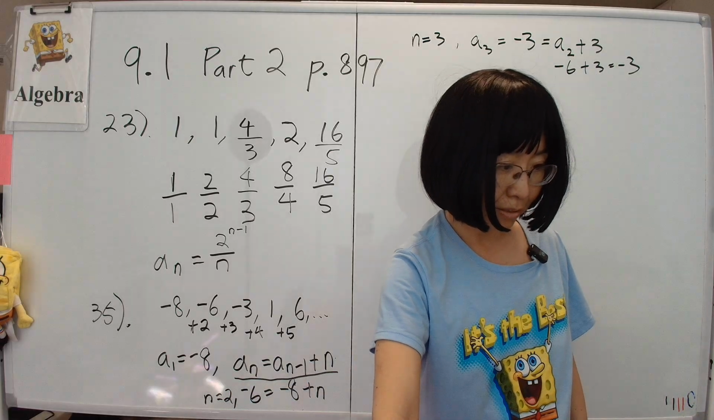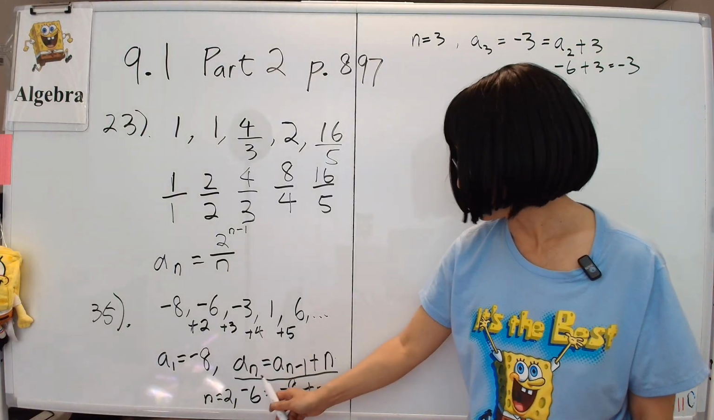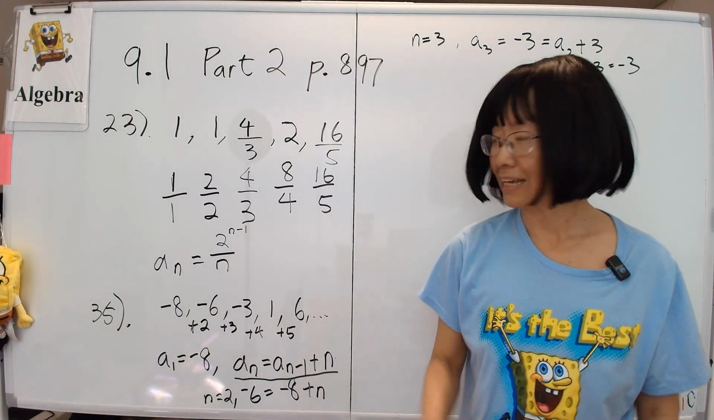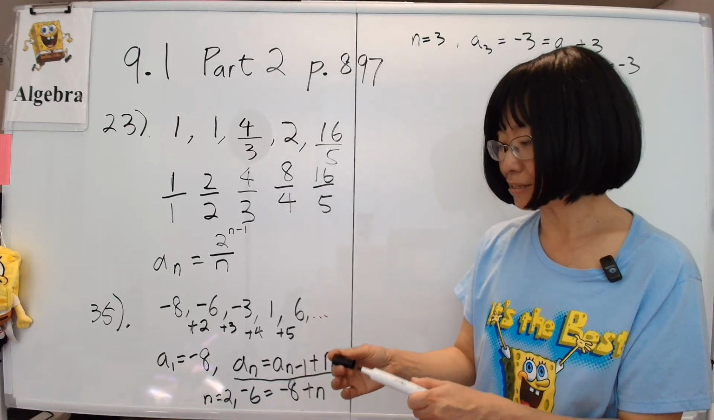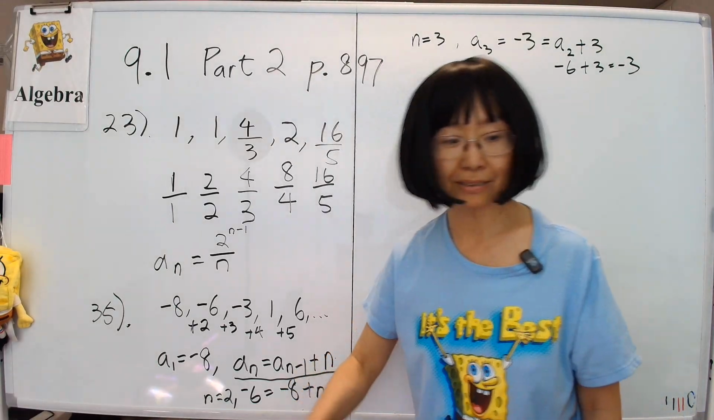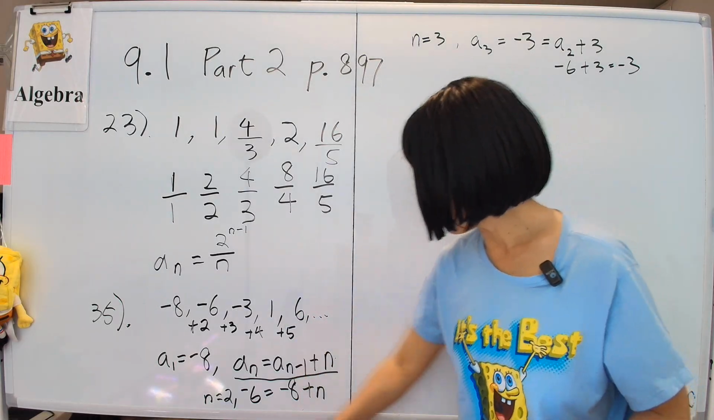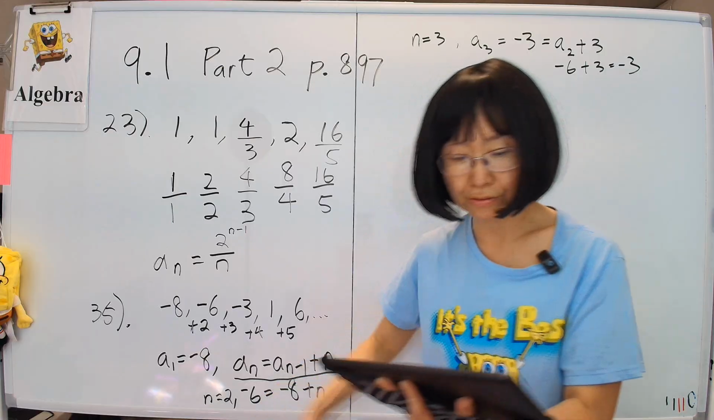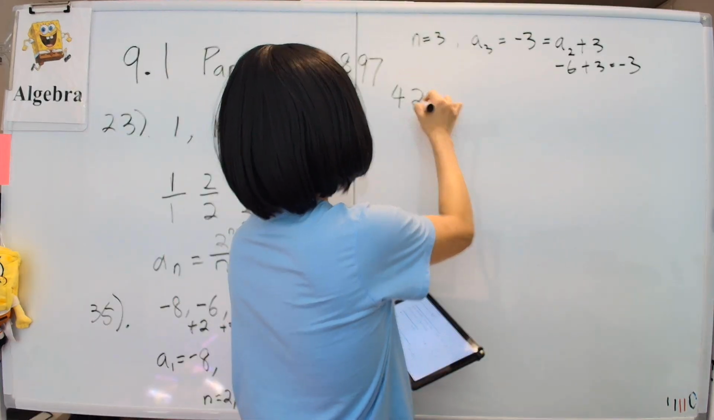That's problem 35. A1 is minus 8. An is an minus 1 plus n. So you just arrange it a little bit to make it work out. So that's problem 35. So next, I want to do problem 42, which is a very short one, which is why I want to do it.